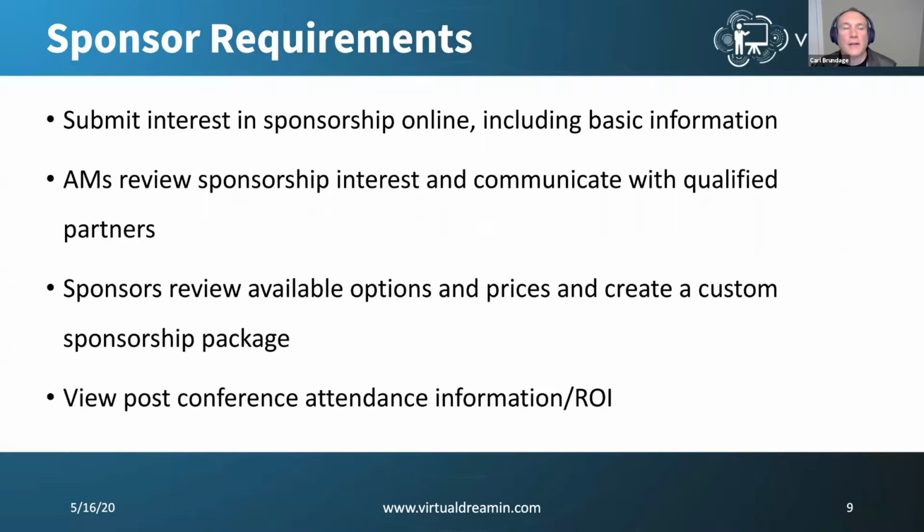On the other side, when you think outside the company, the sponsors have some requirements too. They want to say, hey, I'm interested, let's see what we can work on together to come up with a sponsorship package. They will look at different offerings, so there may be things that are tied to sponsoring a banner or a coffee break. An AM will review that interest and communicate back and forth with the partners that are qualified. And then after the conference is over, well, they want to know, was this conference successful? Did they get a return on their investment?